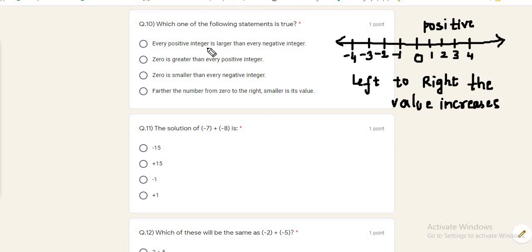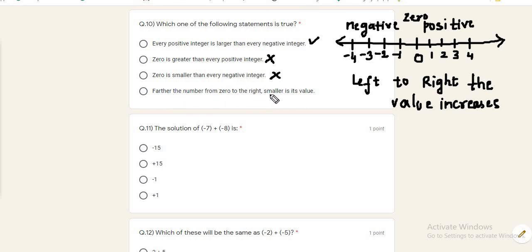Every positive integer is larger than every negative integer is true, because positive is on the right hand side. So this is true. 0 is greater than every positive integer. We know that 0 is on the left hand side, so it cannot be greater than positive integers. So this is false. 0 is smaller than every negative integer. As 0 is on the right hand side of negative integers, 0 is not smaller, so 0 is larger. So this is also false.